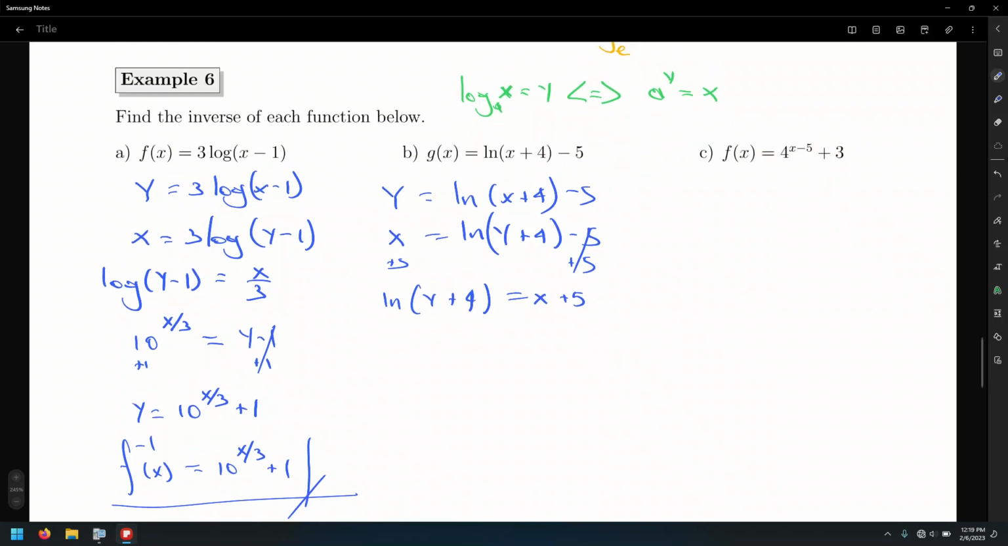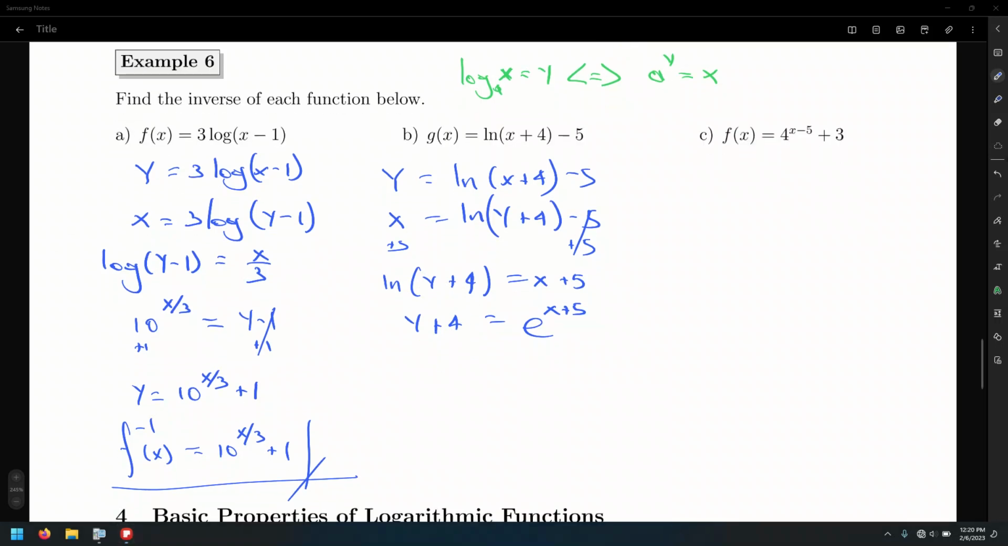So ln, which is the same as log base e, that means y plus 4 equals e to the x plus 5. Right? That's because the subscript becomes the base and the argument becomes the equal part. All right? And then let's just solve for y by subtracting 4 on both sides. That's e to the x plus 5 minus 4. And again, let's make sure to denote that y as f inverse of x: e to the x plus 5 minus 4.